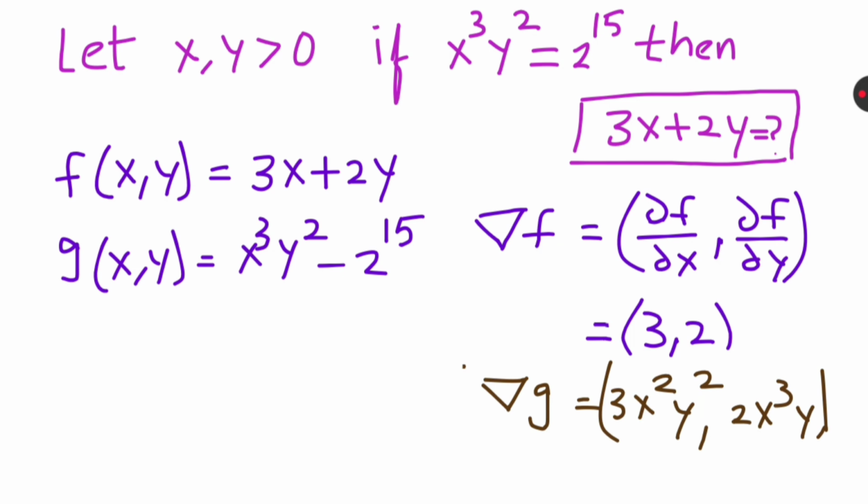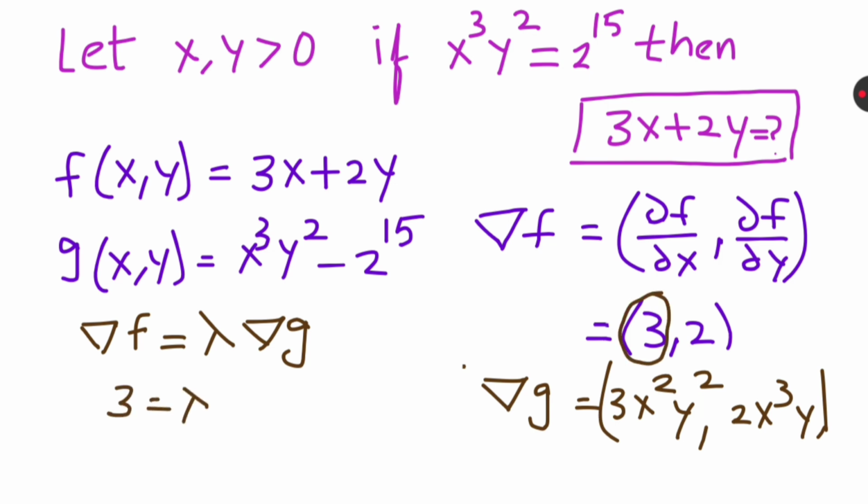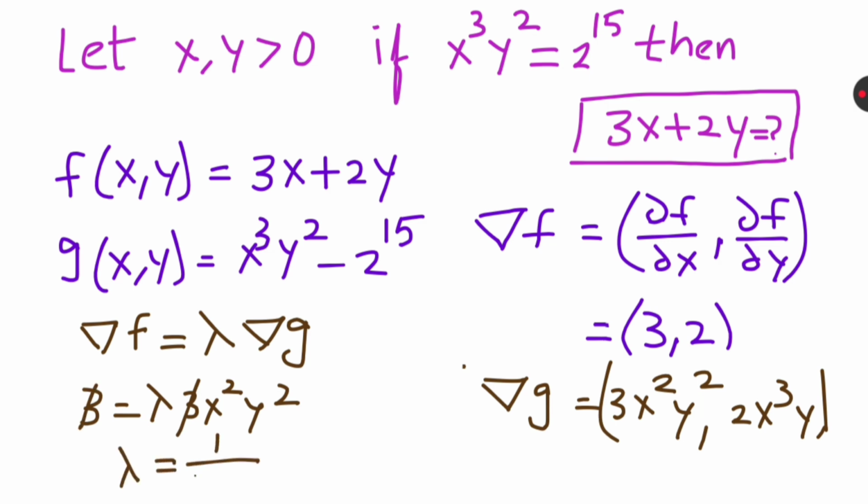Now you have to use the Lagrange multiplier equation. That equation says ∇f = λ times ∇g. This is the Lagrange multiplier equation. Here we need to compare the x coordinates and the y coordinates. In ∇f, what is the x coordinate? 3. That is equal to λ times, in g, the x coordinate 3x^2 y^2. Here 3 gets cancelled, so λ = 1 over x^2 y^2. This we got.